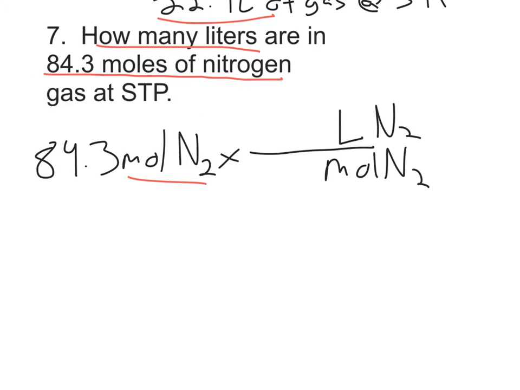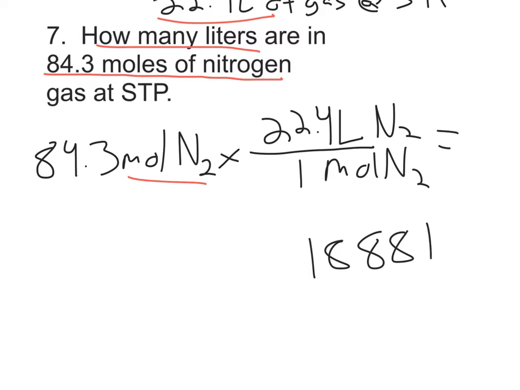So we said that moles, it was 1 mole, and liters was 22.4. This is a little easier to put into a calculator because we don't have all those powers of 10. So I can just go ahead and do 84.3 times 22.4 and divide by 1. Let's do that in our calculators. And when I do that in my calculator, I get 1,888 liters.